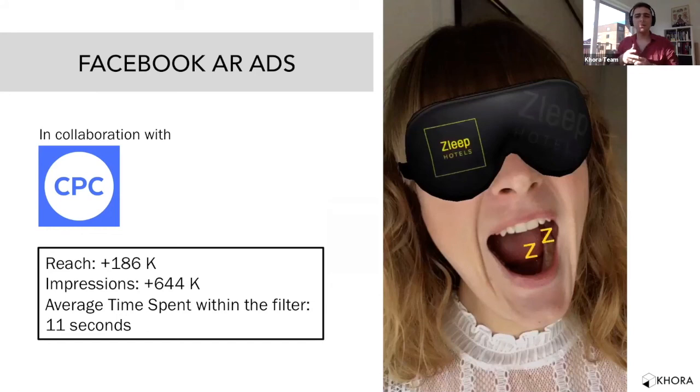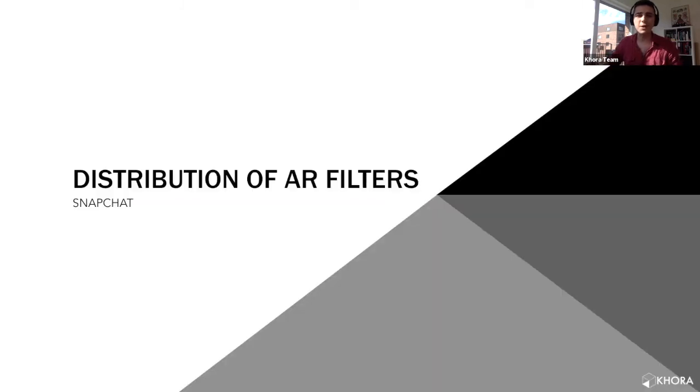This is a collaboration that we made with CPC Social, where they run Facebook advertising campaigns, and they were in charge of distributing this across the internet. They were able to reach 186,000 people, and out of those, people spent on average 11 seconds with the filter, engaging with the content. So that was pretty all right for us, not even knowing what to expect.